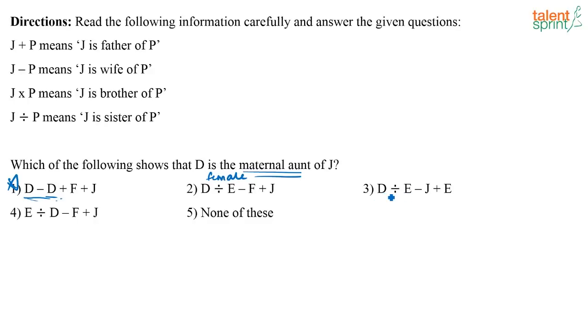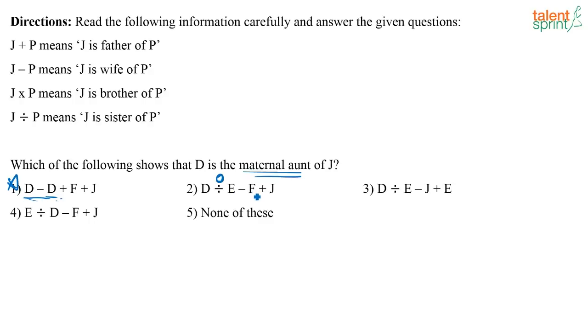Now, look at this one. Again, you have D divided by E. So D can be a female. Now, look at this option, D minus F. Again, that means here also D is a female. So if I look at the gender, in all these 3 cases, D seems to be a female. Now, how do I know which is the right option? Let us now just look at the generation gap, okay. So I have to see the relationship between D and J, right. So what does D divided by E mean? D is the sister of E. So here the generation gap is 0, then E minus F.